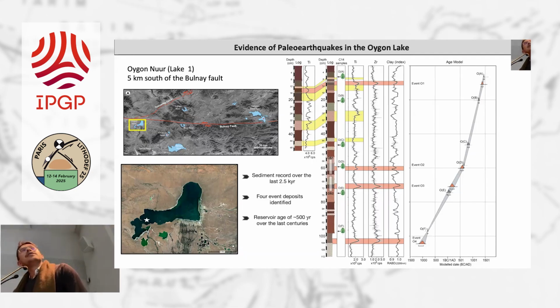And one important thing here is that the very top of the core didn't match with the present day, according to the age model. So it falls more or less at about 1,500 years AD. And this is telling me that this particular lake system is dealing with a reservoir age of about 500 years, more or less. If we account for this reservoir age, this particular signature in the upper part might be related to the 1905 earthquake.